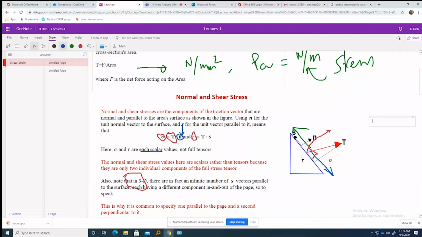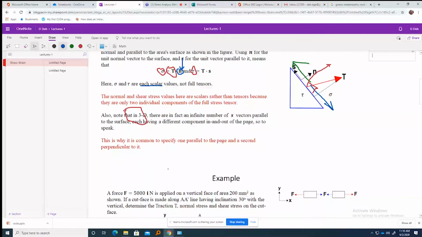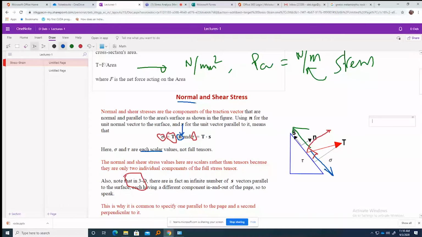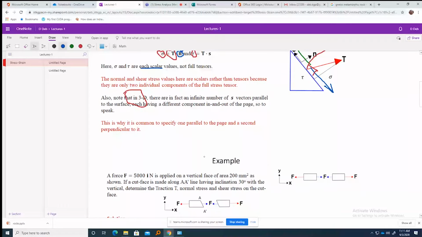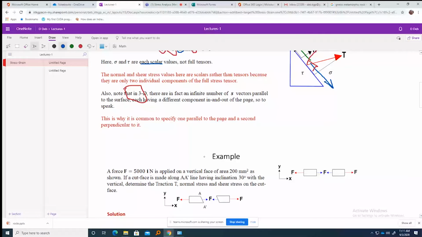So right now you remember there are two stresses. One is normal, another is shear. In 2D, there will be one normal, one shear. In 3D, there will be one normal and two shear in two perpendicular directions along the plane. Okay. Now let's do a simple example, which I guess you will be able to do.